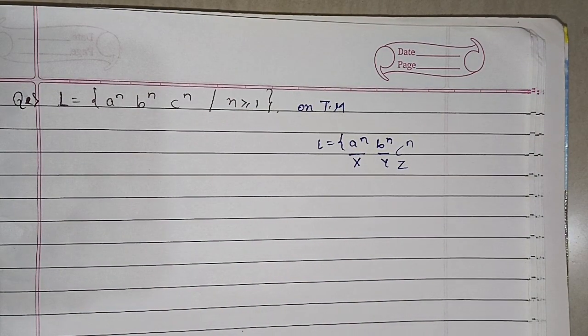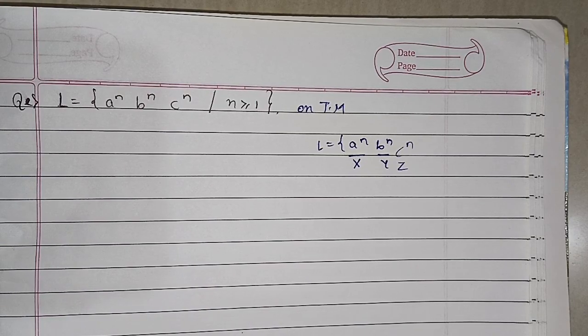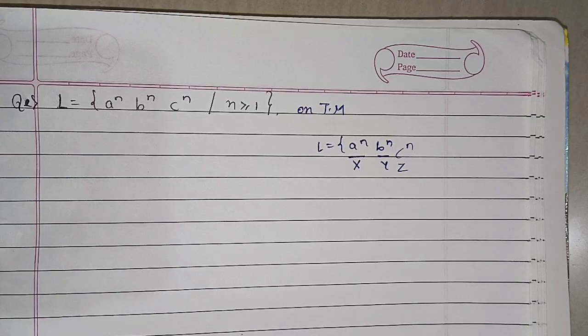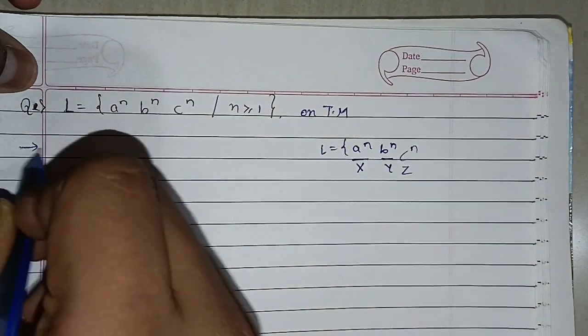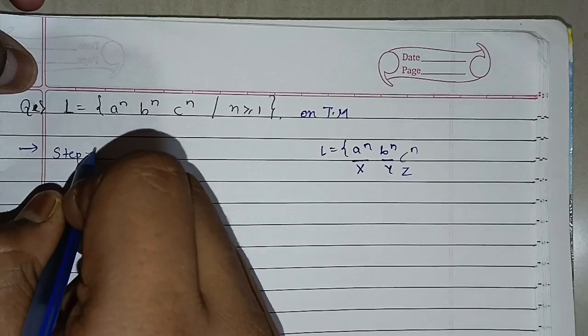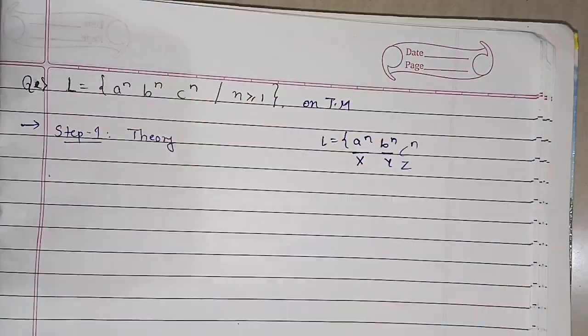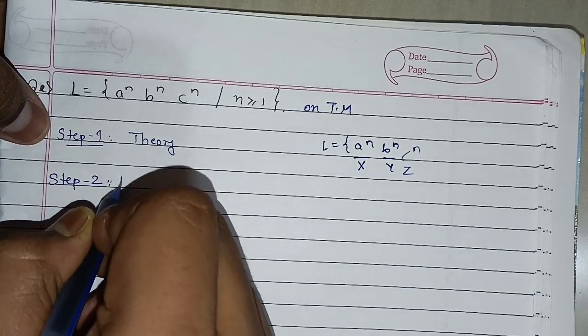Only there will be a difference in the transition diagram: to keep track of z also, as well as to bypass the different x's and y's also. Okay, so the same: step 1 is the theory and the mathematical model, and step 2 is the logic.